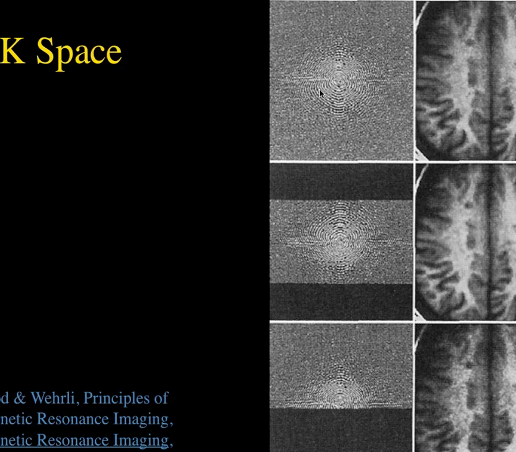So the center of K-space is very important for contrast. The periphery of K-space is very important for spatial resolution.